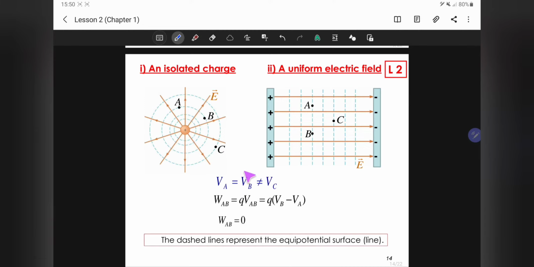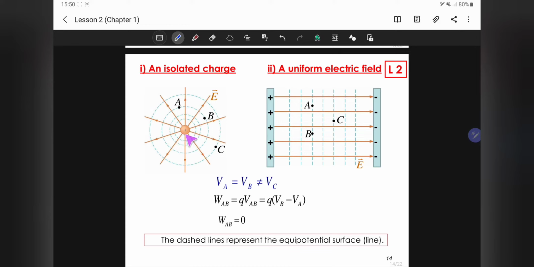V on A equals V on B because they are located on the same surface. But VA and VB are not equal to VC. Why? Because VC is located on another surface, where the radius is different. Alright, so for this, remember: each dotted line or surface, we call it an equipotential surface. So between A and C, which V is greater?